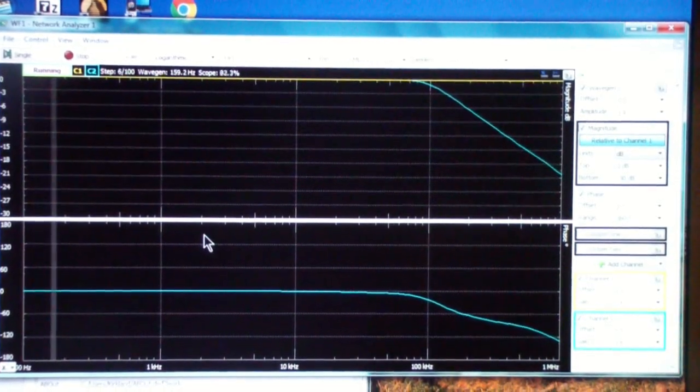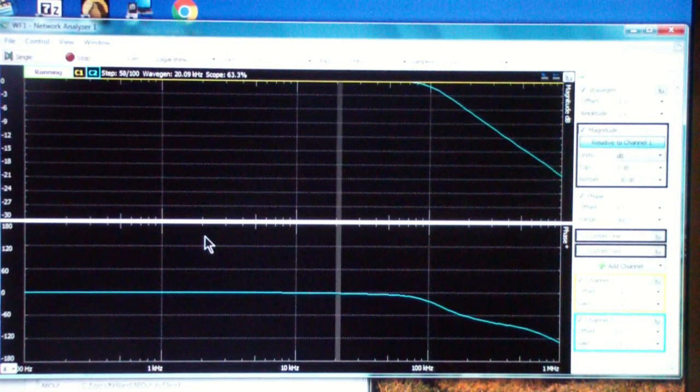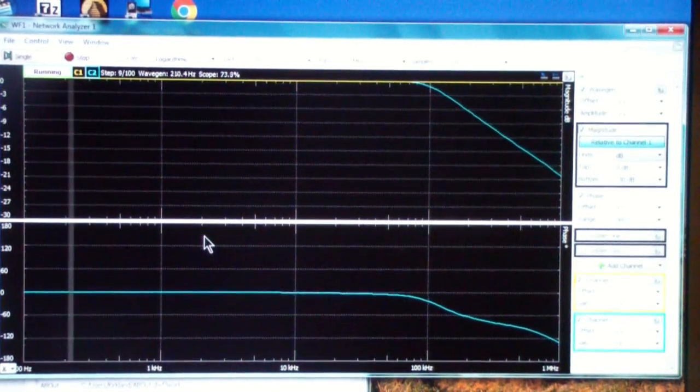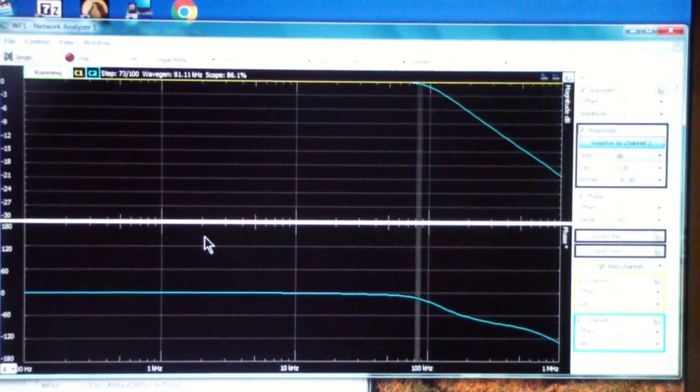On the screen is the Analog Discovery Network Analyzer, and we'll talk a little bit about the circuit that we're running at this point.